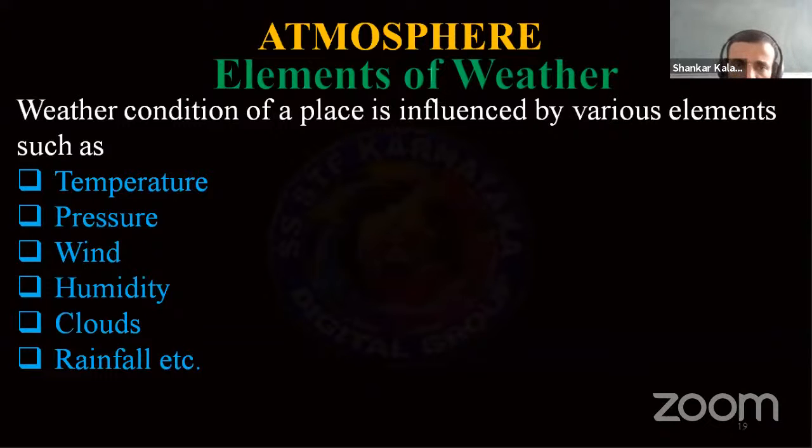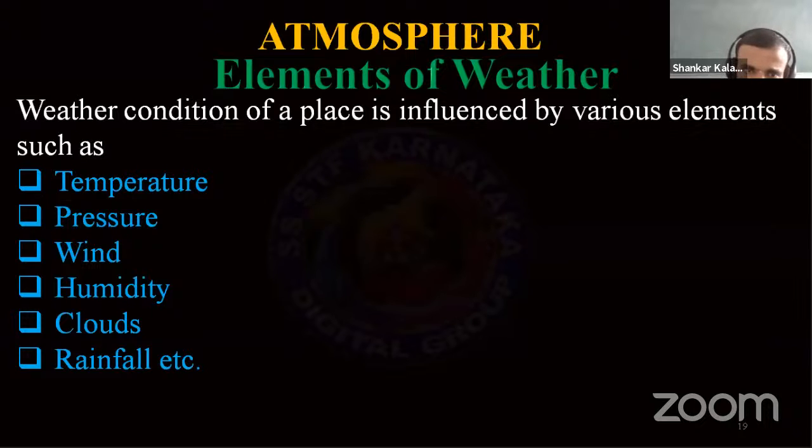Next, we are going to discuss the elements of weather. The weather condition of a place is influenced by various elements such as temperature, pressure, wind, humidity, clouds, rainfall, etc. The weather condition of a place is greatly influenced by all of these. And climatic conditions are influenced by distance from the sea, altitude, and monsoon winds.